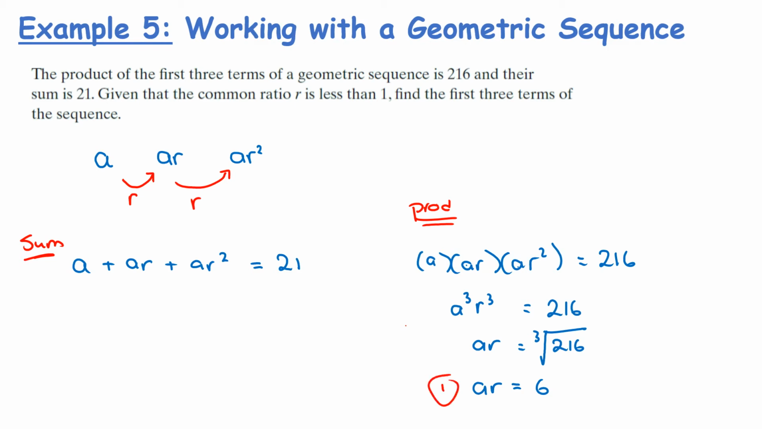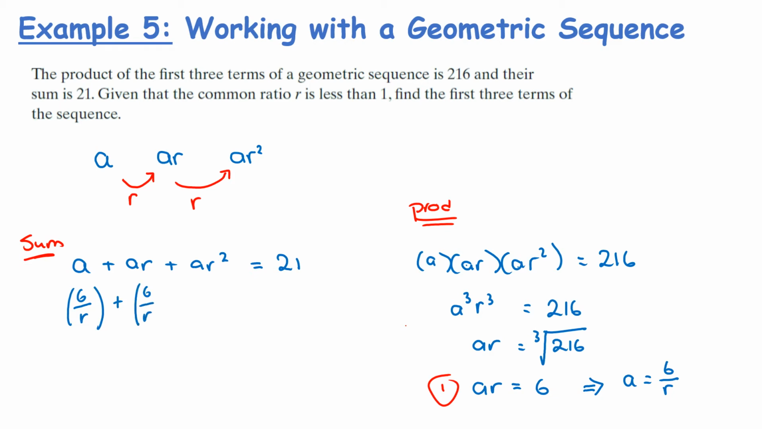And then we can work over here with our sum. So we have a plus ar plus ar squared equals 21. I'm going to use the fact that we have this first equation, ar equals 6. It doesn't really matter, you can work with a or you can work with r. I'm going to do a. So a is equal to 6 divided by r. I'm isolating my a so I can substitute it in here. Now, you could absolutely do it with r, that's absolutely fine.